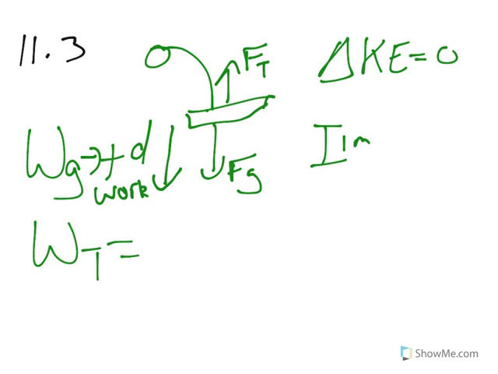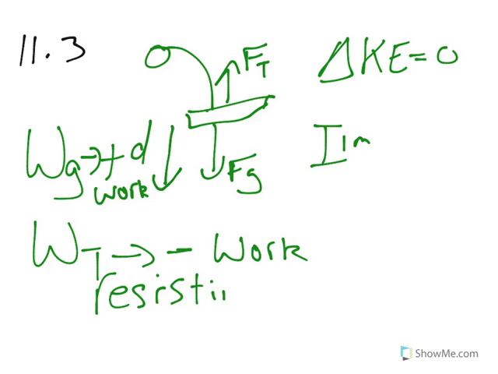The tension, however, is doing negative work. The reason it's doing negative work is because it's resisting the movement of that object. So its work is going to be less than 0, because in this case tension is acting like friction. It's resisting the natural movement of that object. So the answer should be that the work done by gravity is greater than 0 and the work done by tension is less than 0, which would be B.